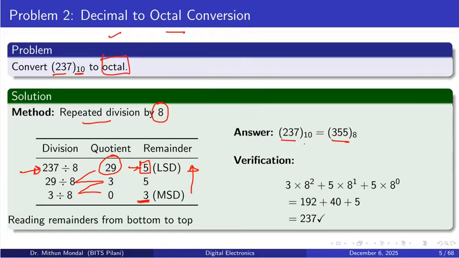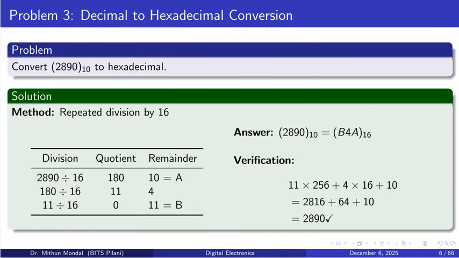Now this number we can cross validate with our verification process, where this is the position 0, this is 1 and 2. So we have 5 into 8 to the power 0, then 5 into 8 to the power 1, and 3 into 8 to the power 2. So the octal system 8 is converted to the decimal system 10 with the value 237, which matches with our question. So it is correct. Problem number 3, where we have the decimal to hexadecimal conversion.